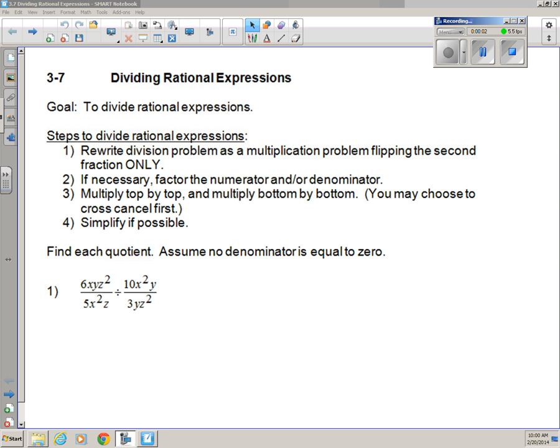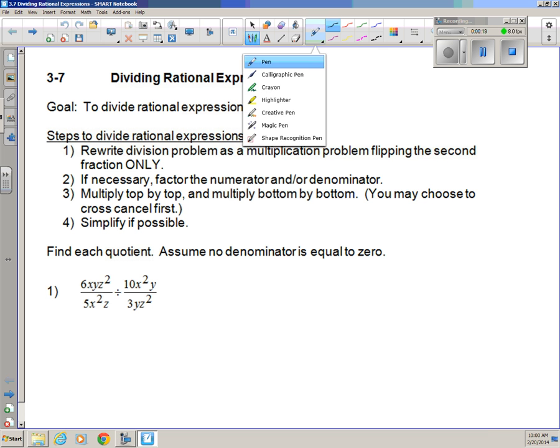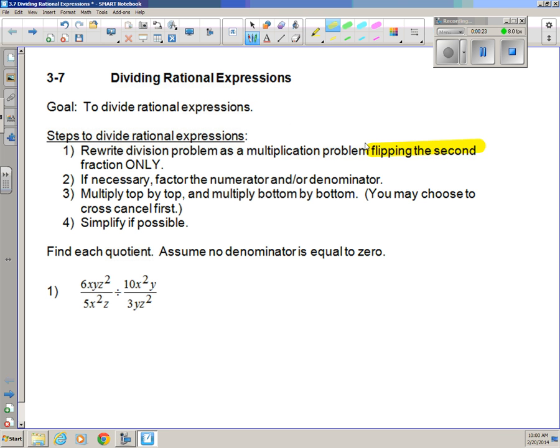All right, so today's lesson is going to be dividing rational expressions. In order to divide rational expressions, don't forget how you divided fractions in the past, where you rewrite division problems as multiplication problems, flipping the second fraction only. If you remember from way back when, it was always called keep, change, flip, right? So you're going to flip the second fraction only.